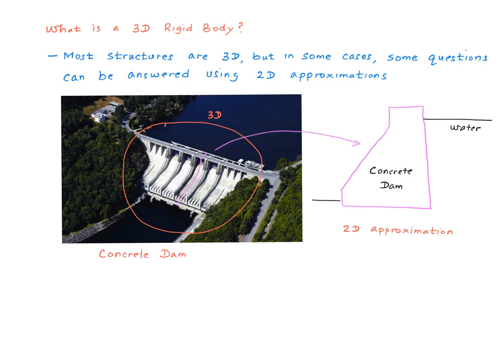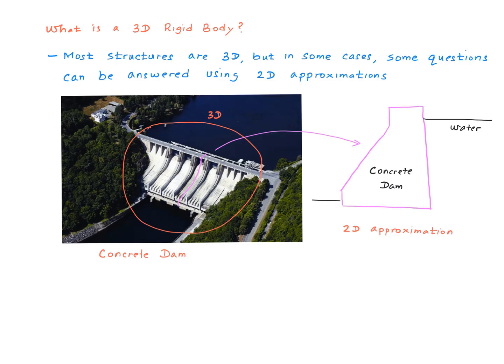On the other hand, many of the design questions can be answered simply by considering a two-dimensional section, like this one right there. All right, so I take a section right there, and the cross section is going to look like this, and now I can analyze this as a two-dimensional body. So this is usually how we come up with two-dimensional rigid bodies from real structures which are actually three-dimensional.